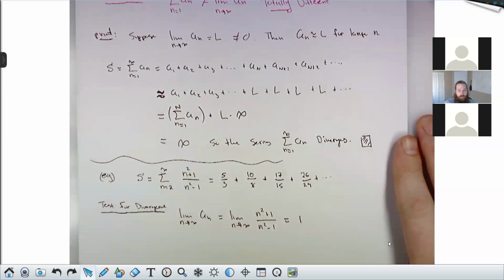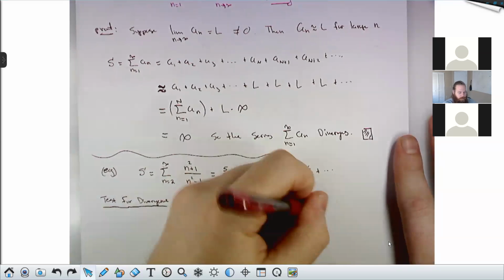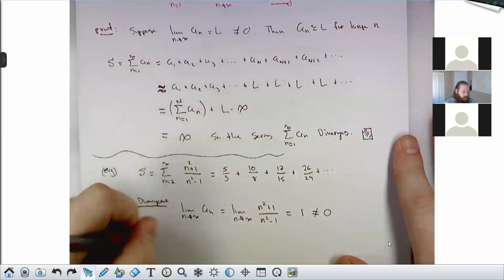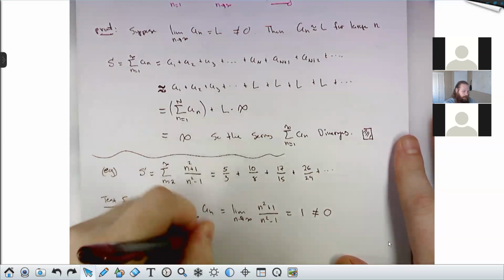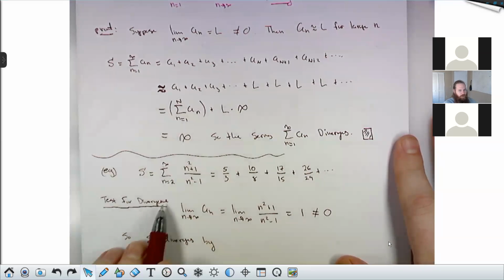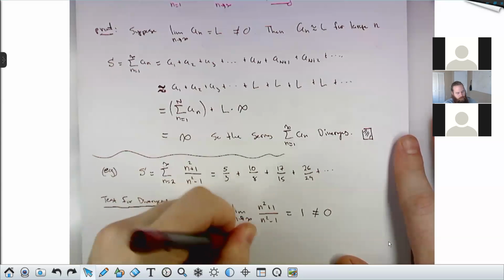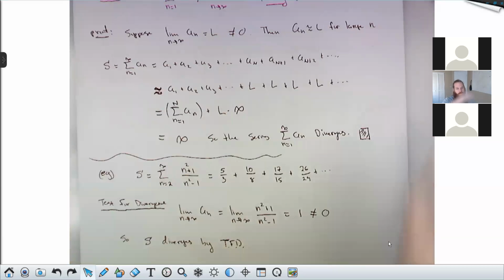Hopefully, having completed that sequence homework, you guys are getting pretty good at taking limits as n goes to infinity. And 1 is certainly not 0. So the series S diverges by, and I like abbreviations for these tests, they take a long time to write, so I'll say by TFD, the test for divergence.